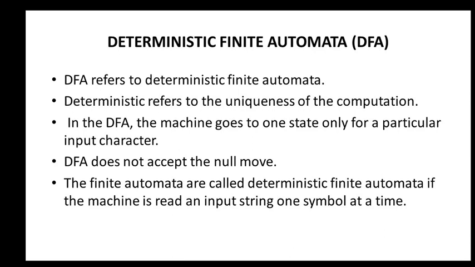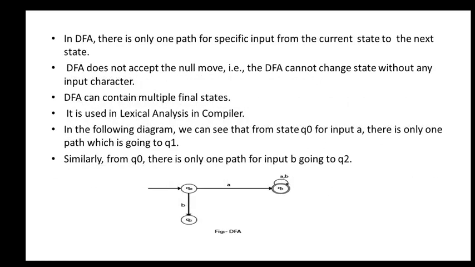In the DFA, the machine goes to only one state for a particular input character. DFA does not accept the null move. The finite automata are called deterministic finite automata if the machine reads an input string one symbol at a time. In a DFA, there is only one path for a specific input from the current state to the next state. DFA cannot change state without any input character; for a null move, it is not going to change from one state to another state.